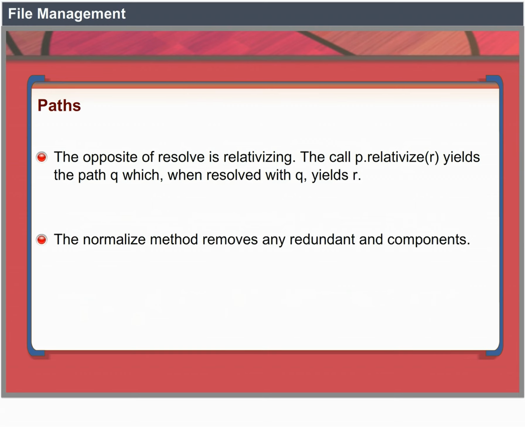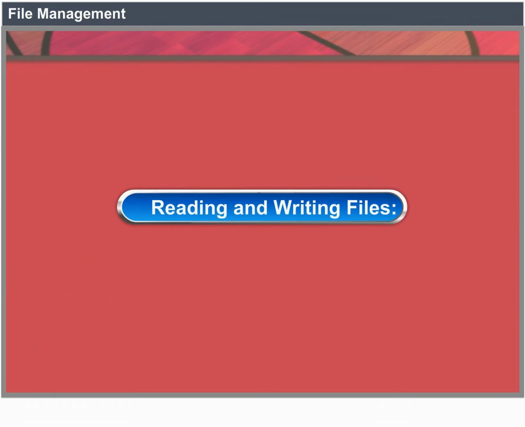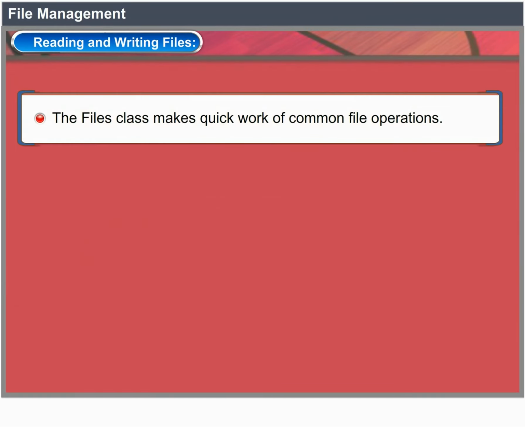The normalize method removes any redundant . and .. components. The toAbsolutePath method yields the absolute path of a given path, starting at a root component. Reading and writing files. The Files class makes quick work of common file operations.